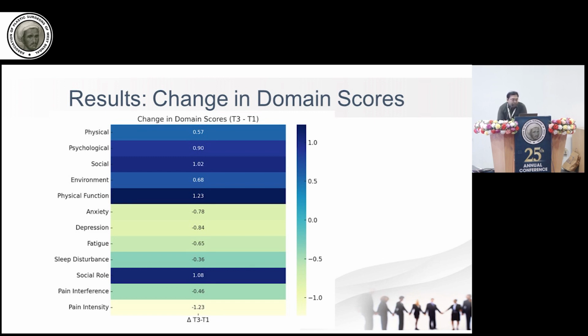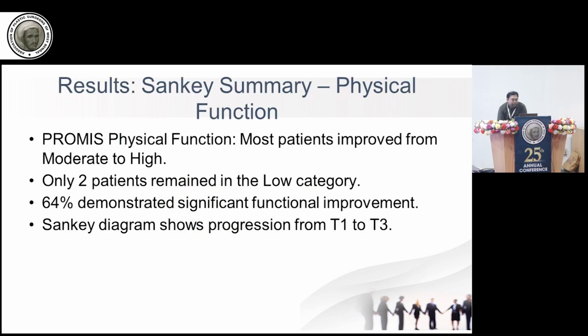The deep red on the radar chart indicates the late post-op. We can see that the physical, social, psychological, and environmental domains all have improved after surgery. As per the PROMs, we can see again the deep red one is the late post-op. We can see physical function has improved, social role has improved, but fatigue has come down, anxiety has come down, the pain intensity has come down, pain interference has come down, and sleep disturbance has remained more or less the same.